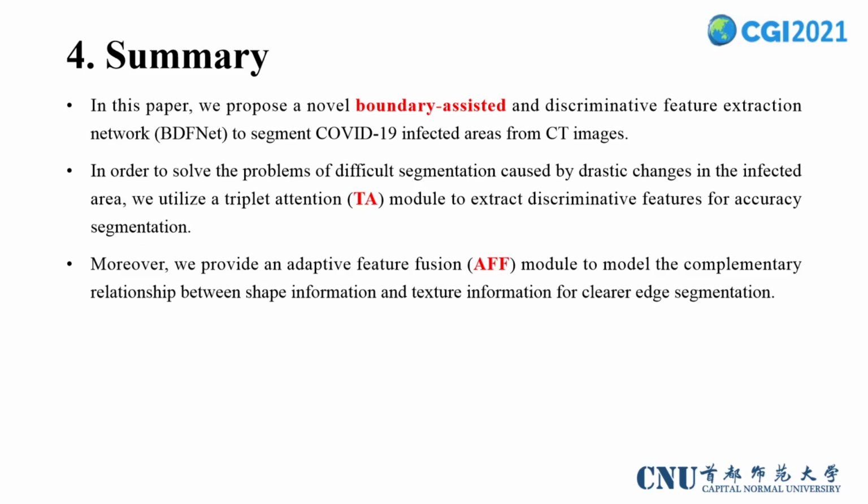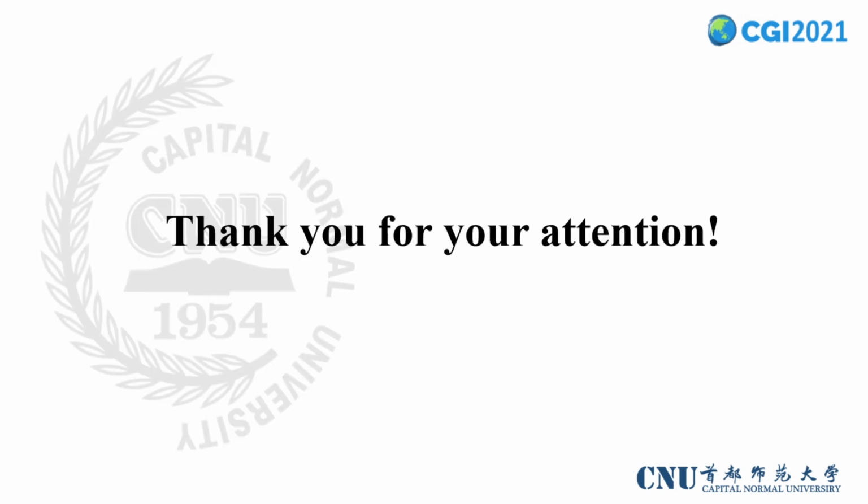In this paper, we propose a novel boundary assist and discriminative feature extraction network to segment COVID-19 infected areas from CT images. In order to solve the problem of difficult segmentation caused by dramatic changes in the infected area, we use a triple attention model to extract discriminative features for accurate segmentation. Moreover, we provide an adaptive feature fusion model to model the complementary relationship between shape information and texture information for clear edge segmentation. That's all. Thank you for your attention.